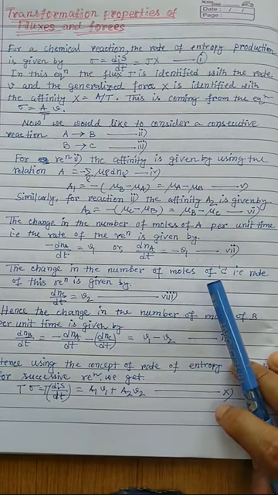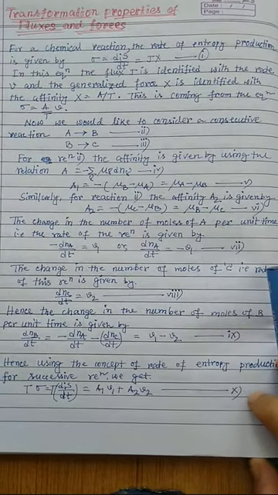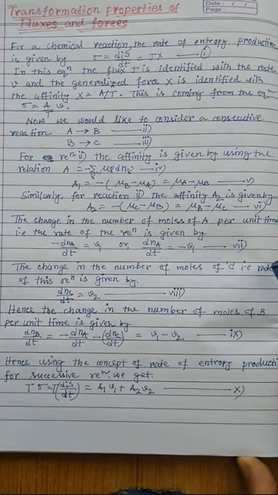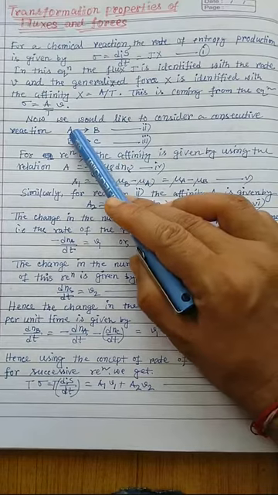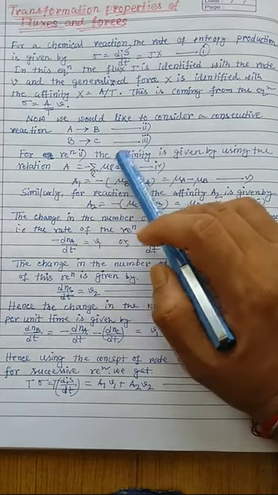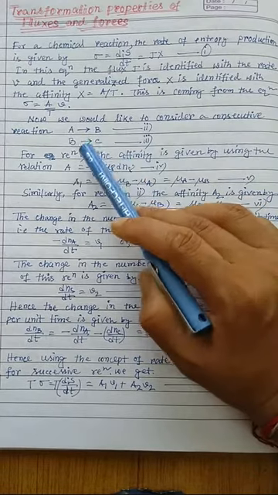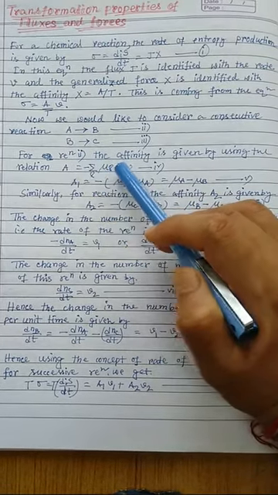So dNC by dt is equal to V2. Hence, the change in the number of moles of B per unit time. So from these two schemes we have easily calculated the change in the concentration of A with time and the change in the concentration of C with time, because this is the reactant, this is the end product, this is the starting material, and this is the product.